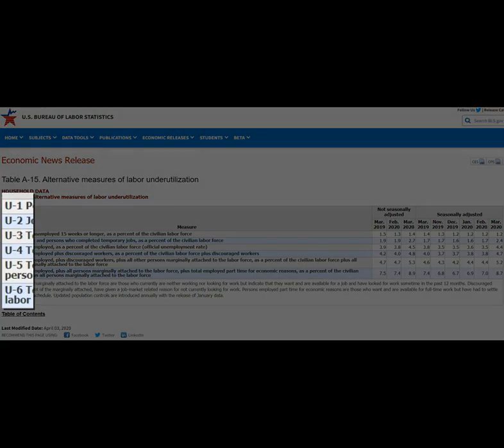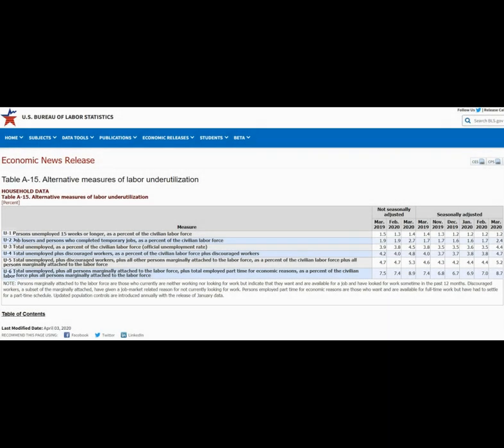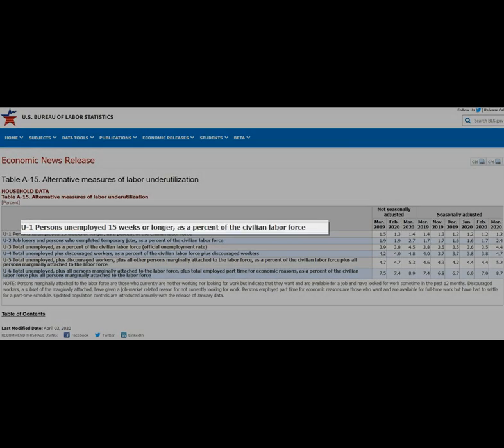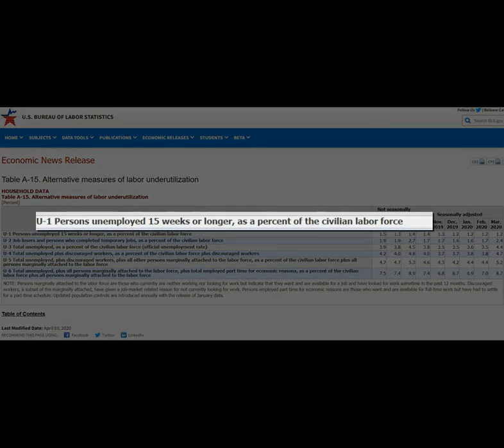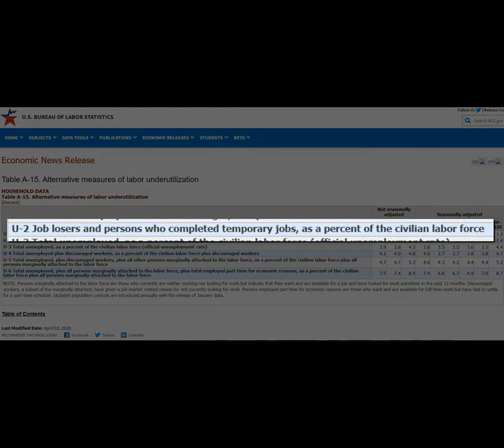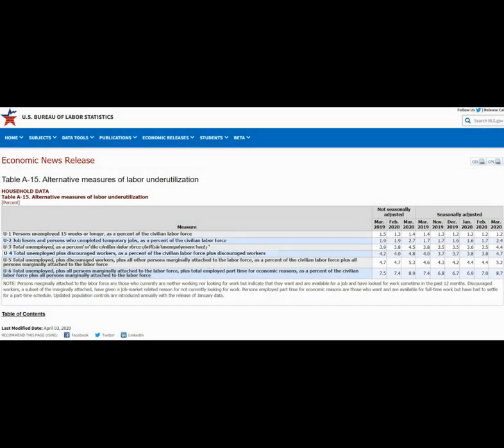It's also important to understand that there's different types of unemployment rates. The government classifies 6 different ones known as U1 through U6. When you see that the unemployment rate is, say, 5% or something from a media report, that is the U3 unemployment rate, which, as we discussed in the last slide, is defined as total unemployed as a percent of the civilian labor force. It's also known as the official unemployment rate. U1 is defined as persons unemployed 15 weeks or longer as a percentage of the civilian labor force. So this gives us an idea of how many people have been out of work for a while. U2 is job losers and persons who completed temporary jobs as a percentage of the civilian labor force.